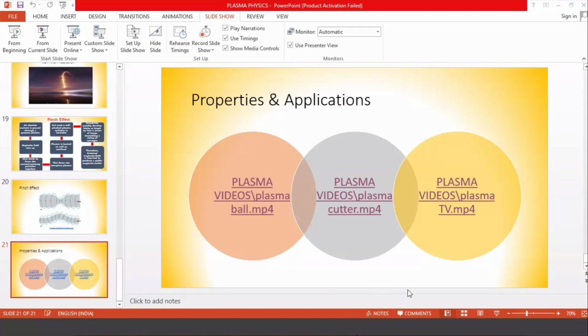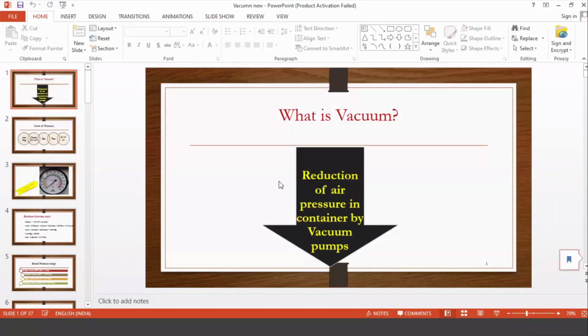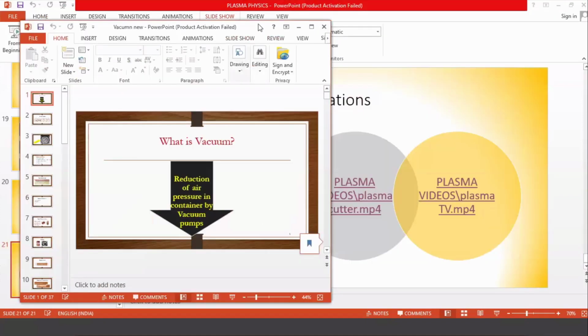So we'll be starting with the next chapter, that is physics of vacuum technology. This is having a weightage of 6 to 7 marks in a 100 marks paper.